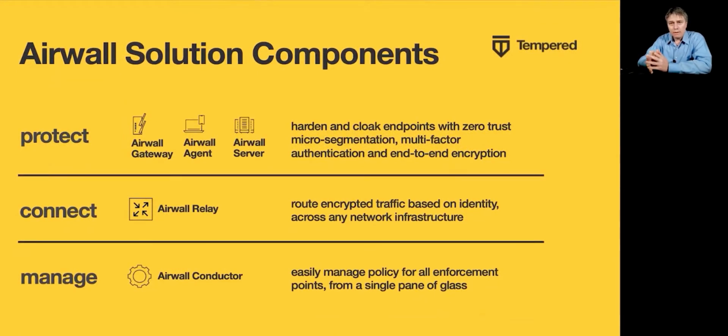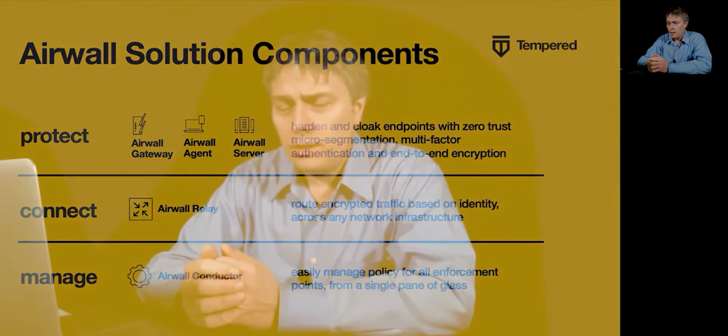So first of all, we have gateways. We just call them airwalls, but they're really where we establish that perimeter in the network. We also have agents and server for when you want to connect into those protected devices. We have a relay. Relay allows non-routable networks to connect to each other. This is where Tempered's kind of a networking company even as much as it is a security company, because we can allow anything to connect to anything worldwide with our relay, all through encrypted tunnels.